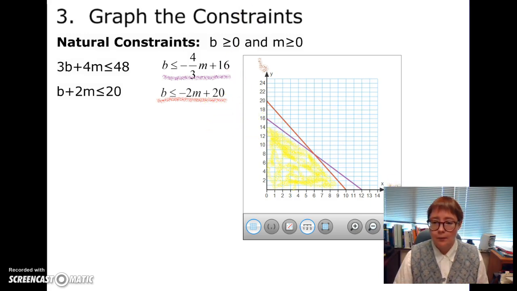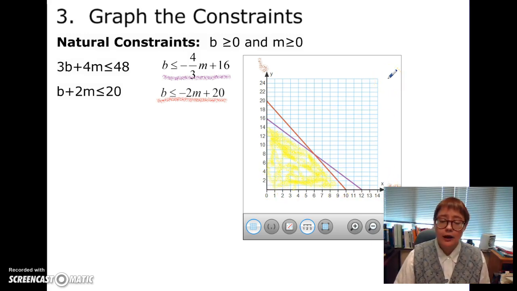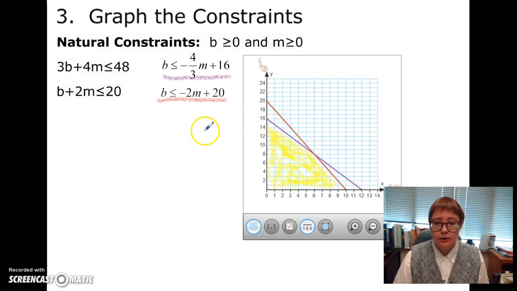So there is M. Now, that means that B is greater than or equal to 0 and M is greater than or equal to 0 is stuff in quadrant number 1. So that means that when I'm drawing the system, because of the natural constraints, I don't draw anything outside of the first quadrant. Since I've decided to let B be on the vertical axis, I'm going to solve each of my other constraint formulas for B. So rearranging 3B plus 4M is less than or equal to 48 gives me B is less than or equal to negative 4/3 M plus 16.